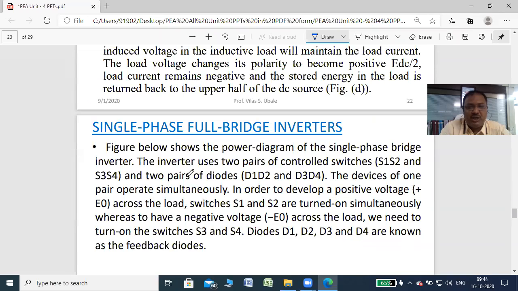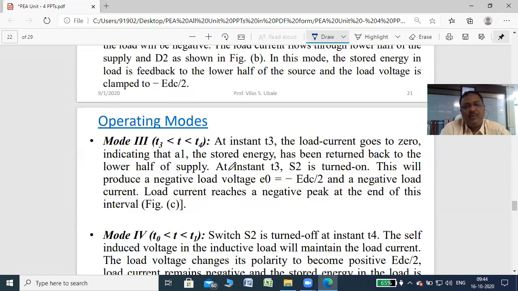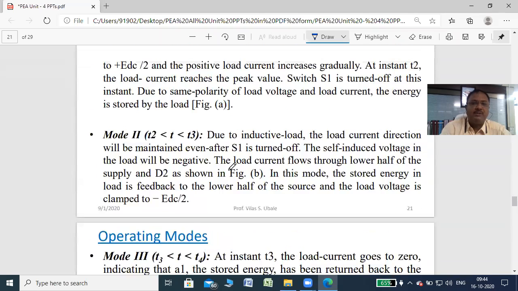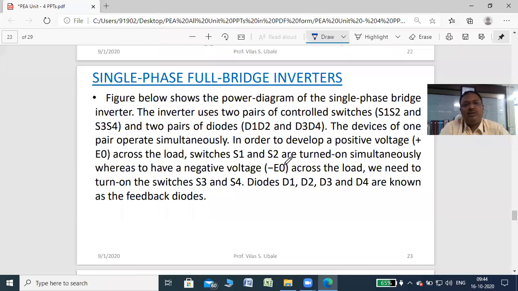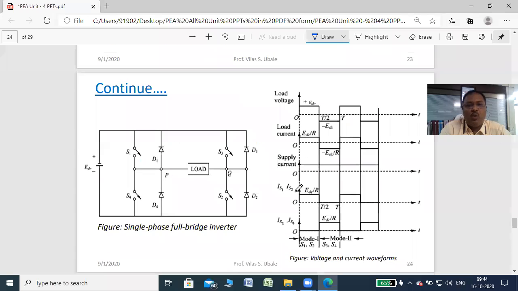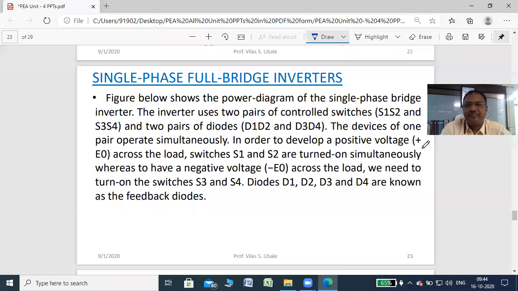One additional case I explained, because when S1 and S2 are both off, at that time no current flows, so the output voltage is equal to 0. This is the additional case I explained. So this is about the single phase half bridge voltage source inverter. Now, the single phase full bridge inverter for R load and for RL load, right? So we will see R load first.